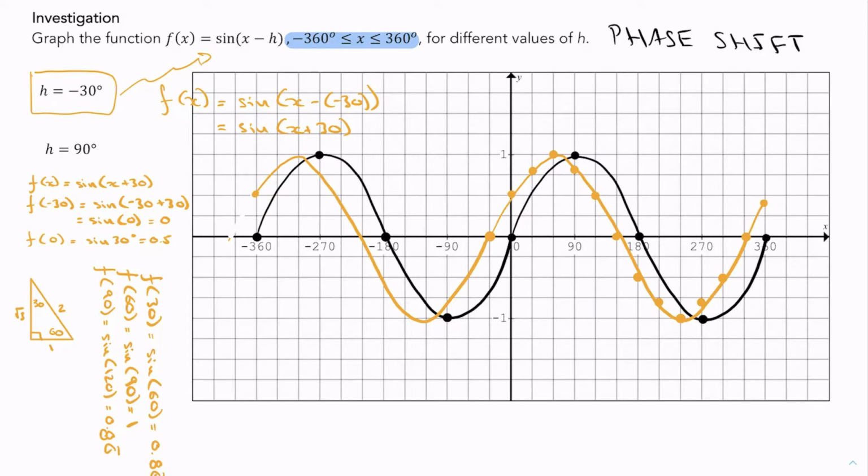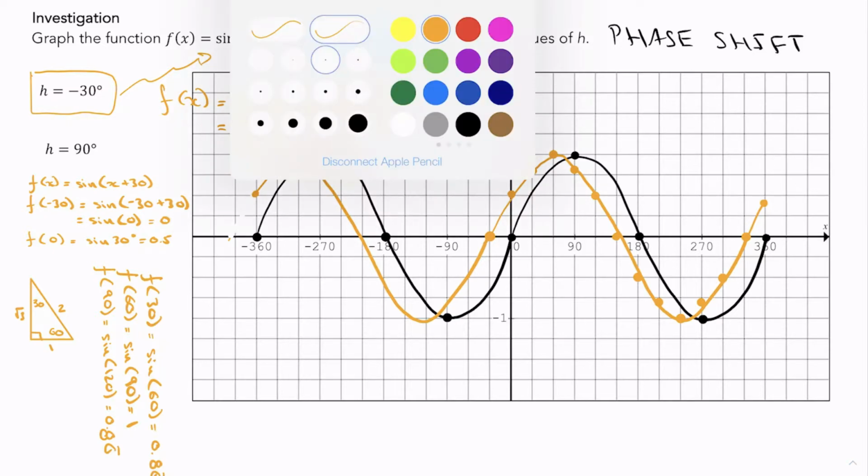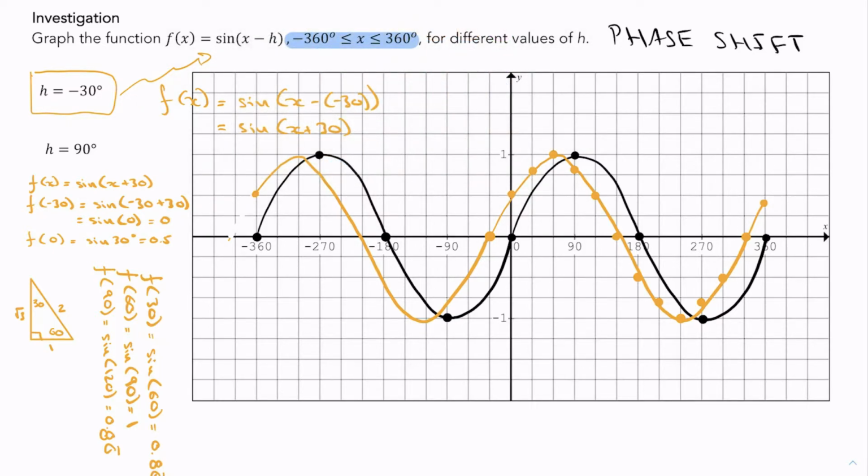And there we go. So what's different? You see, hardly anything other than the graph. The original sine graph has shifted. Let me use a different color here. Go back to black. It shifted basically to the left 30 degrees. Or you have a phase shift of 30 degrees left.